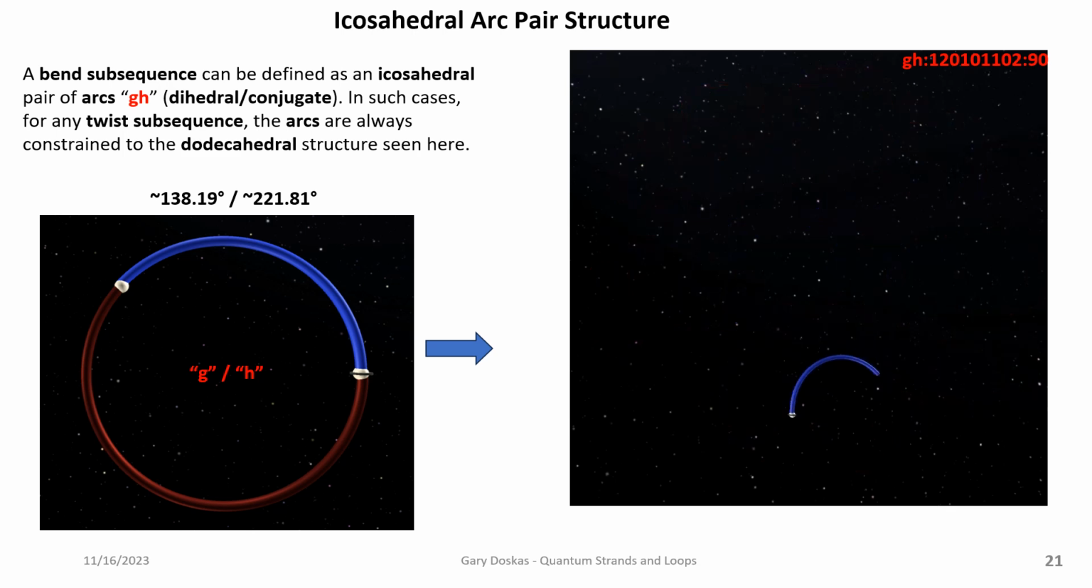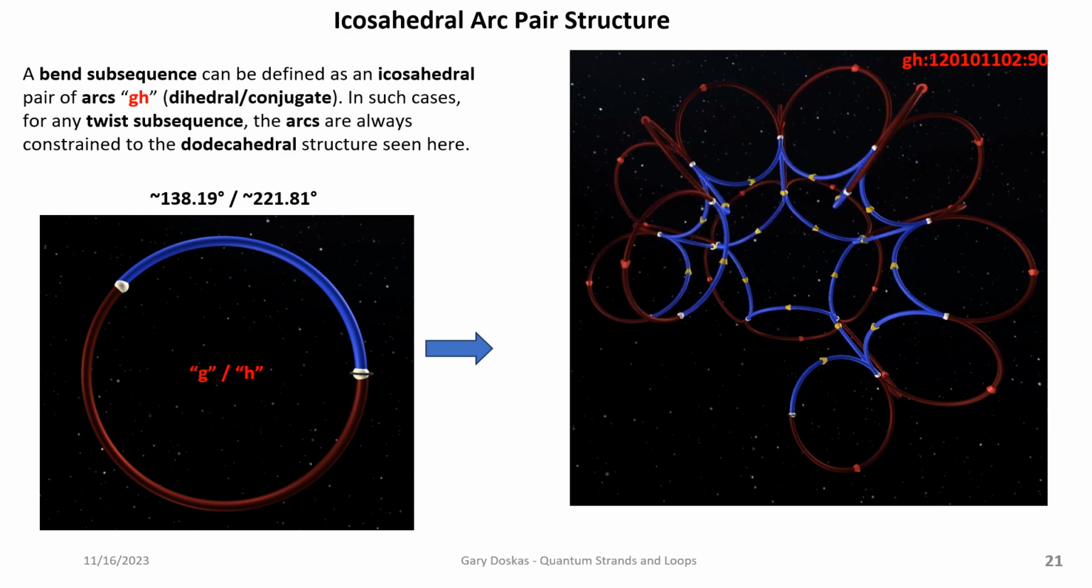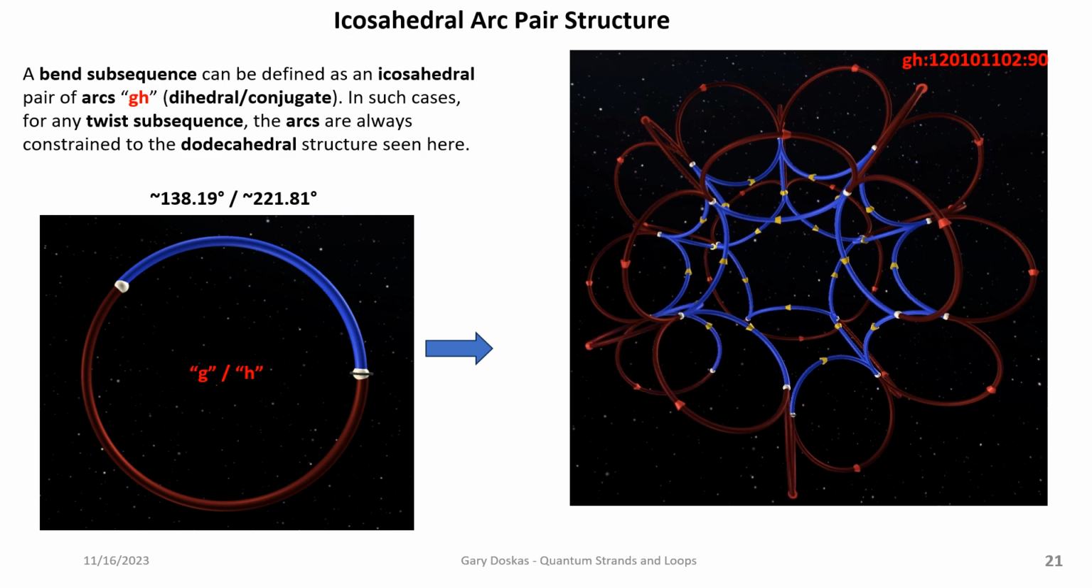Icosahedral arc pair structure. A bend subsequence can be defined as an icosahedral pair of arcs, GH, which is the dihedral angle of the icosahedron and its conjugate angle. In such cases, for any twist subsequence, the arcs are always constrained to the dodecahedral structure seen here.